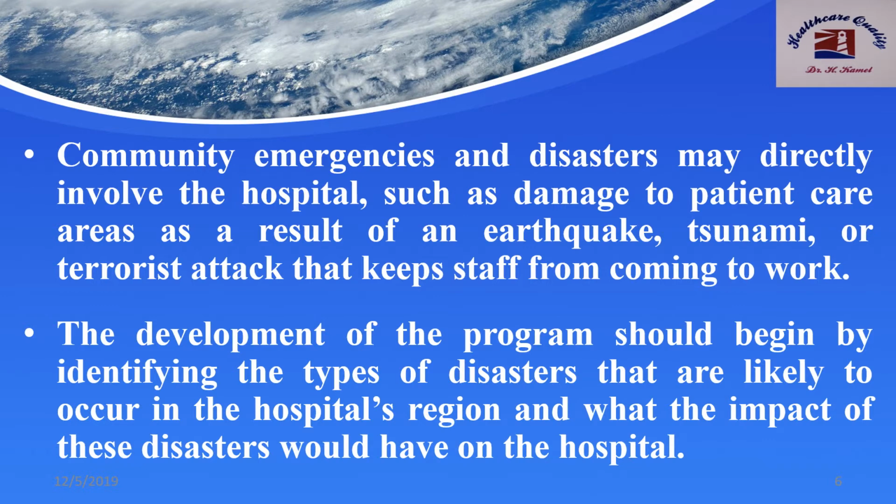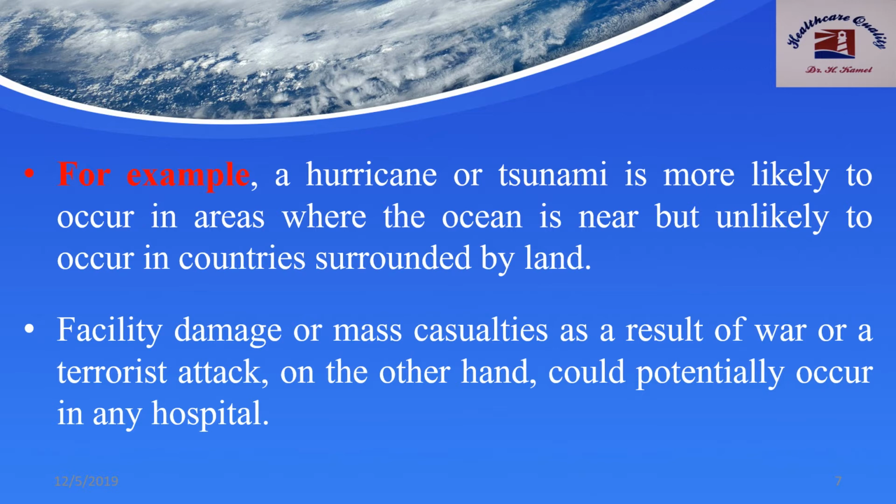The development of the program should begin by identifying the types of disasters that are likely to occur in the hospital's region and what impact these disasters would have on the hospital. For example, a hurricane or tsunami is more likely to occur in areas where the ocean is nearby, but unlikely to occur in countries surrounded by land. While damage or mass casualties as a result of war or a terrorist attack, on the other hand, could potentially occur in any hospital.